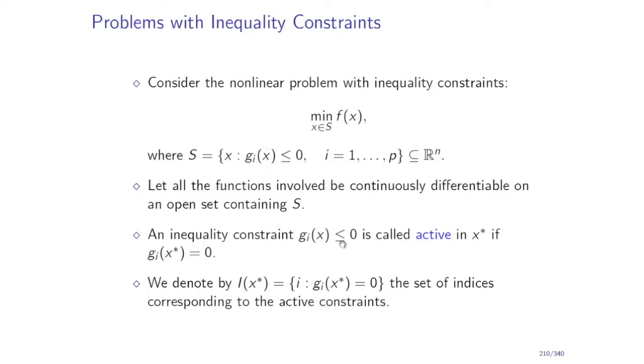We call an inequality constraint gi of x less than or equal to 0 active at the point x star if gi of x star is equal to 0. And then we also introduce the following notation here. Given a point x star, by I of x star, we will denote the set of all indices of the constraints that are active. So essentially, this represents the set of all the active constraints. We will need to focus on the active constraints for characterizing the local optimality, because inactive constraints don't really play any role in characterization of local optimality.